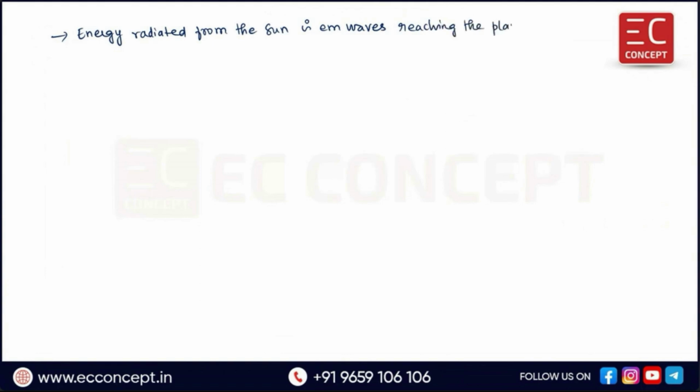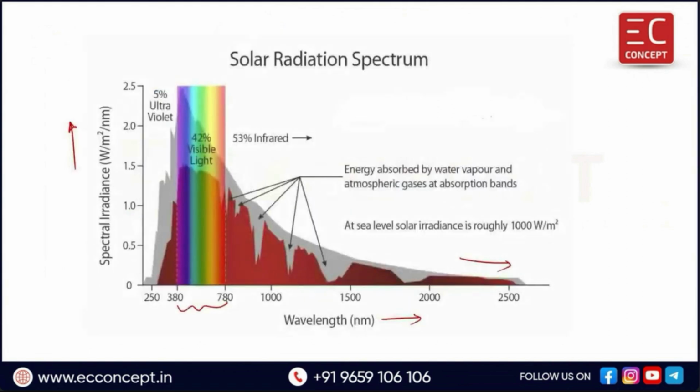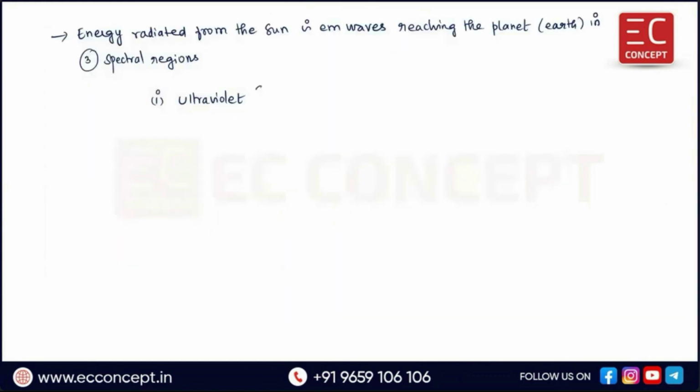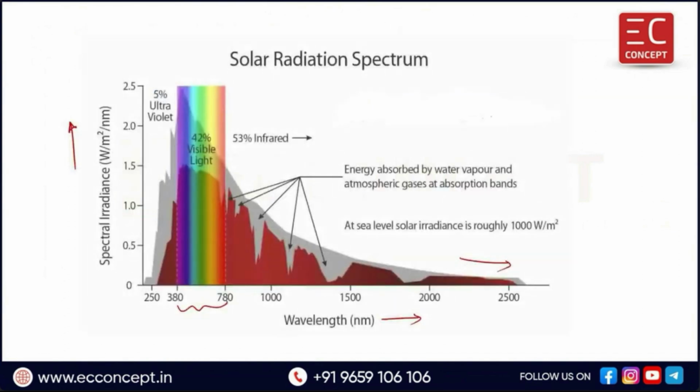Reaching the planet Earth in three spectral regions. First one is ultraviolet. Actually they have given 5%, but approximately it is 6.4%. Here the wavelength is less than 0.38 micrometer. This is wavelength lambda, not sound. So for ultraviolet it is 6.4%, with wavelength less than 0.38 micrometer.